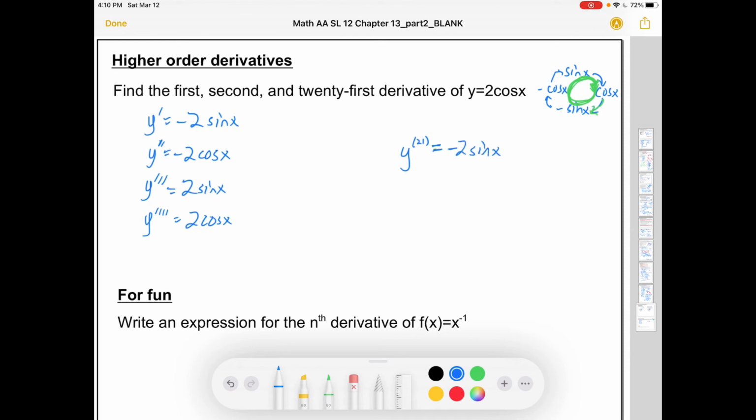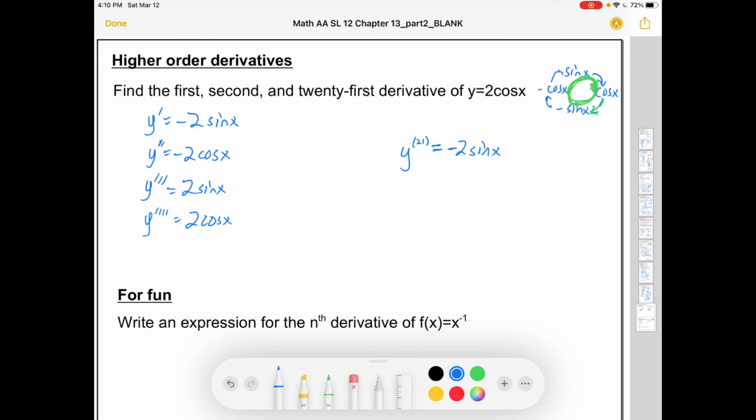So we're looking for patterns, and if anything's going to be cyclical, it's going to be trig functions as they go round and round. I've got a little brain teaser at the bottom here to write an expression for the nth derivative of f of x equals x to the minus 1. But I think we'll just leave that as a question out there for you folks.